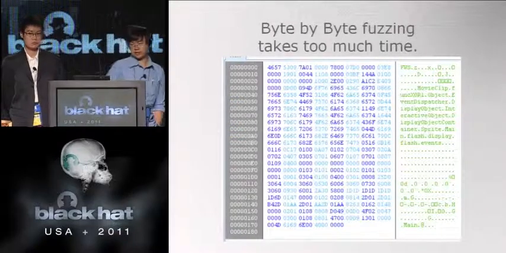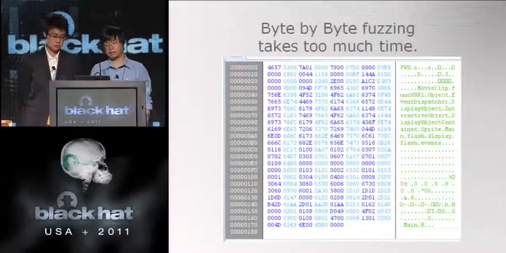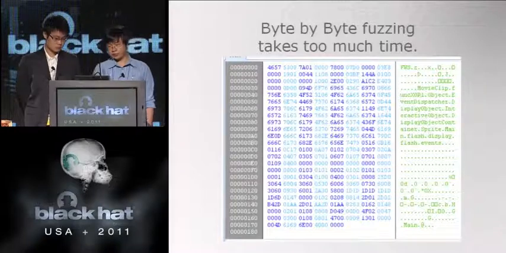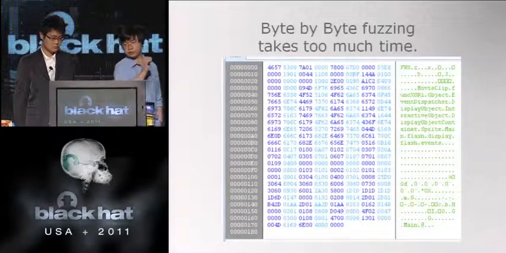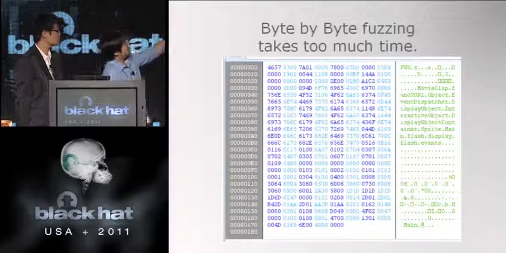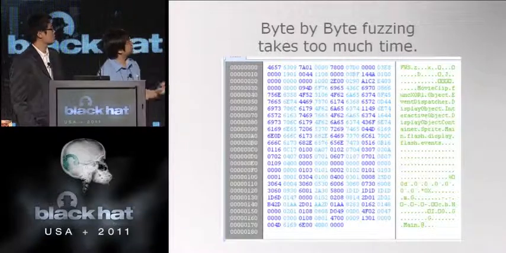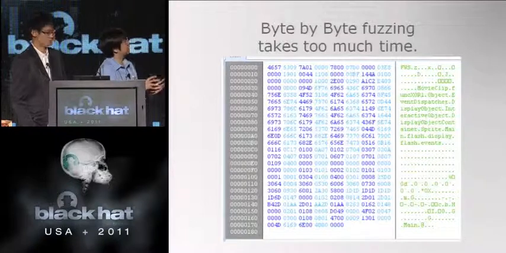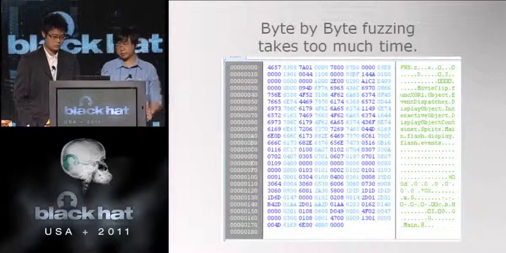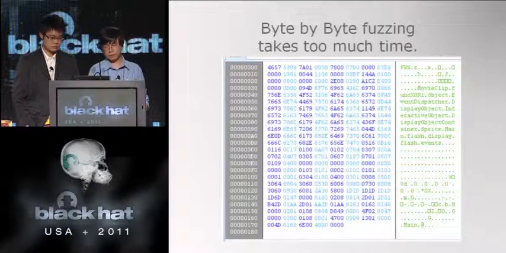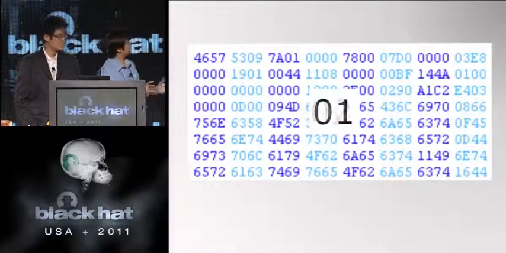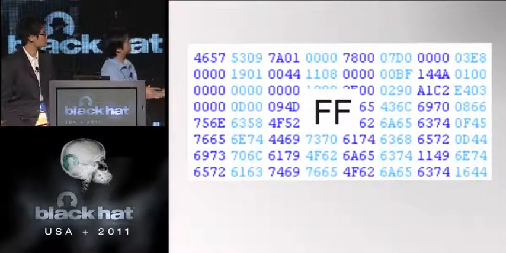Okay, this is a hex picture of a Flash file. Traditional fuzzing tries to change each byte with all values, and tries to make files that can crash Flash. So here's the example: try each byte and each value.